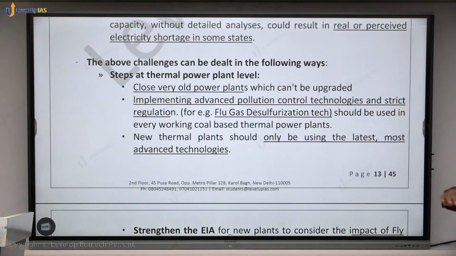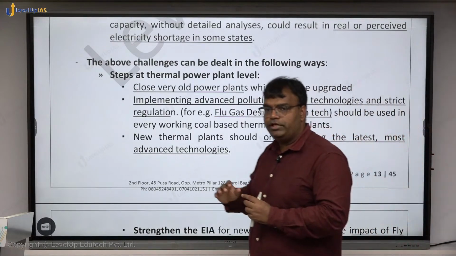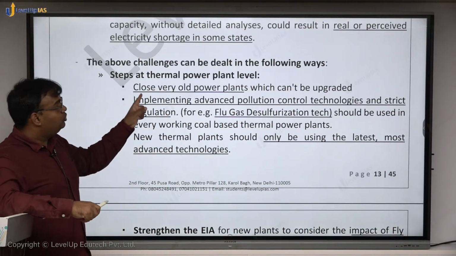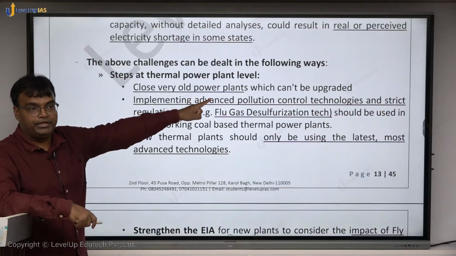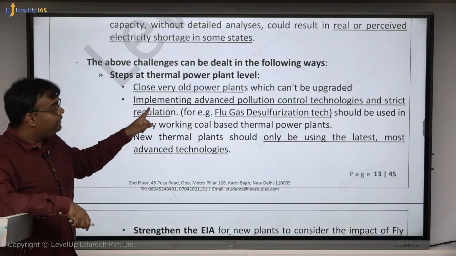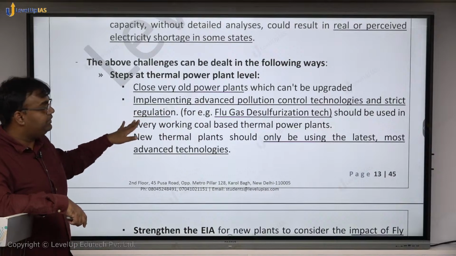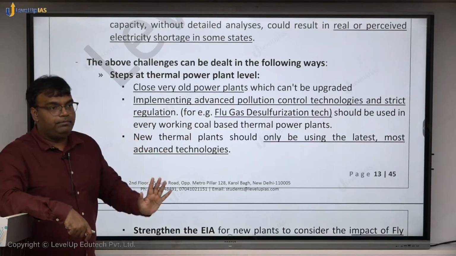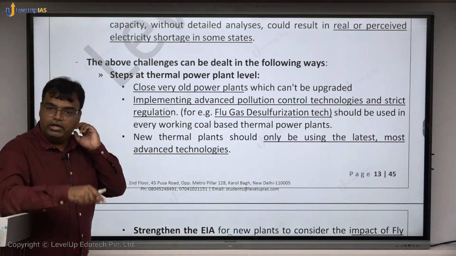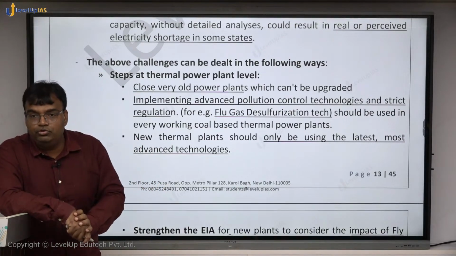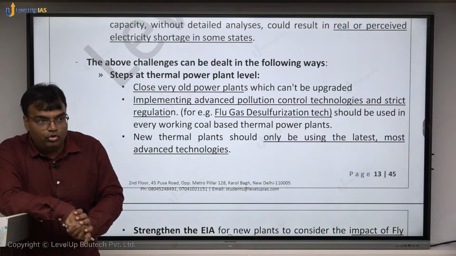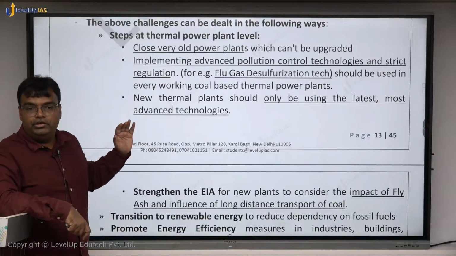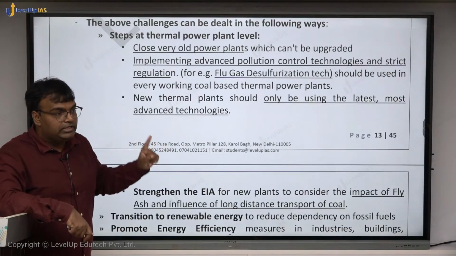One, we just read what steps we need to take. The very old ones, reject them. Close very old power plants which can't be upgraded. Then implementing advanced pollution control techniques and strict regulation should be mandatory for all the running power plants. And new power plants, if we allow, we may have to start some new coal-based thermal power plants only. They should only be using the latest, most advanced technologies which are least polluting.